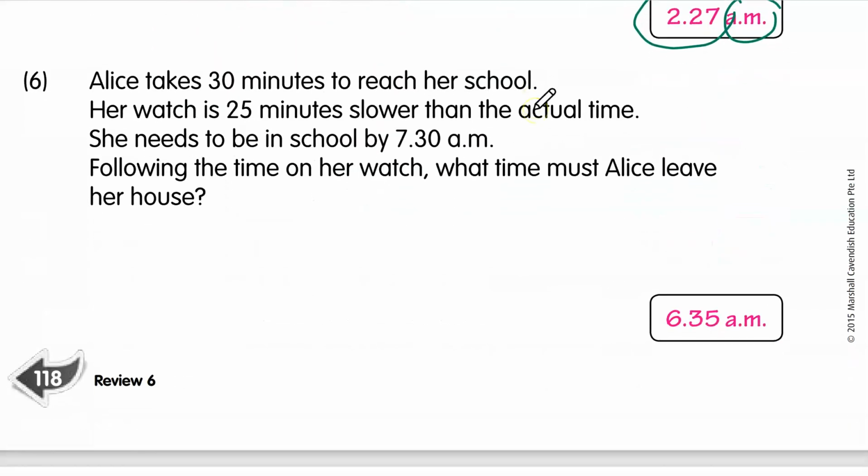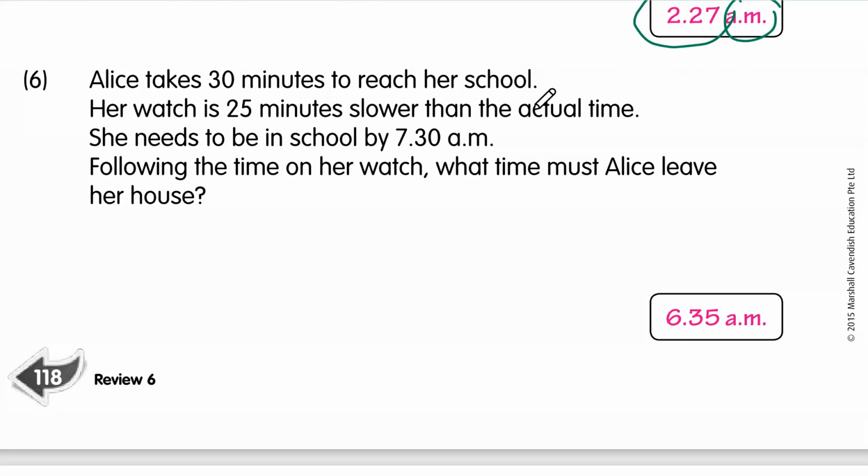Number 6. Alice takes 30 minutes to reach her school. Her watch is 25 minutes slower than the actual time. She needs to be in school by 7:30 a.m. Following the time on her watch, what time must Alice leave her house? Her watch is slow. So as the watch is slow, she must look at the time of her watch. What time must she leave? By looking at her watch.